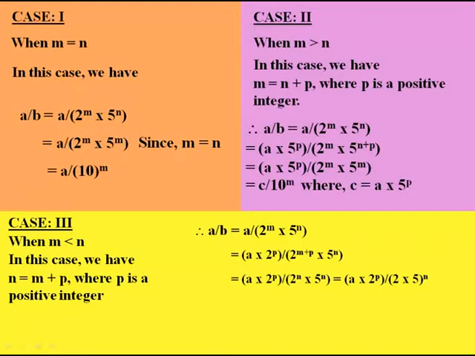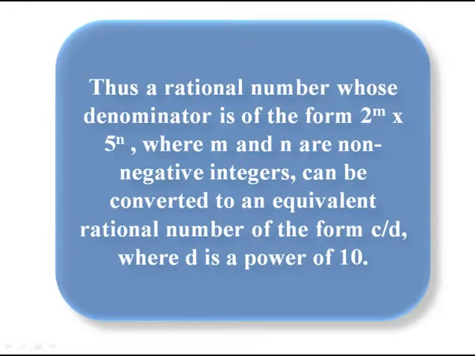Since m plus p is equal to n, we get a by b is equal to a into 2 to the power of p divided by 2 to the power of n into 5 to the power of n. Multiplying 2 and 5, we get a by b is equal to c divided by 10 to the power of n, where c is equal to a into 2 to the power of p. Thus, a rational number whose denominator is of the form 2 to the power of m into 5 to the power of n, where m and n are non-negative integers, can be converted to an equivalent rational number of the form c by d, where d is a power of 10.